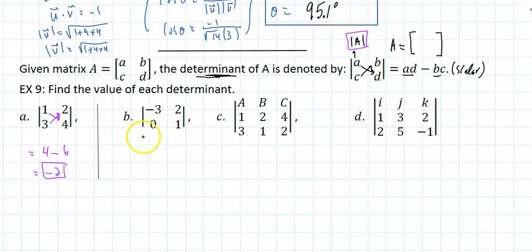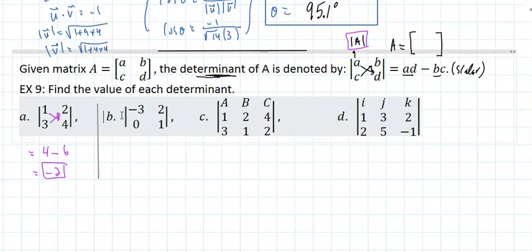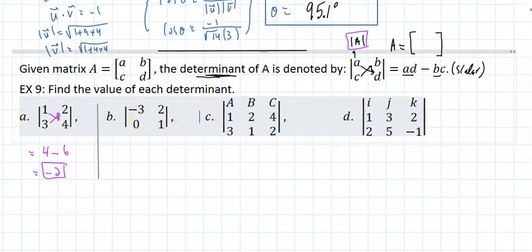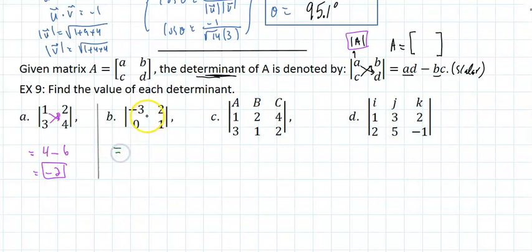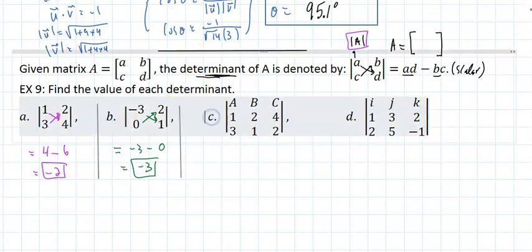If I take the determinant of the next matrix, by the way, a matrix is a list of vectors. It's an array of numbers, but they represent vectors. They have specific properties. If I want to find the determinant of this matrix, negative 3 times 1 minus 0 times 2, that would be negative 3.